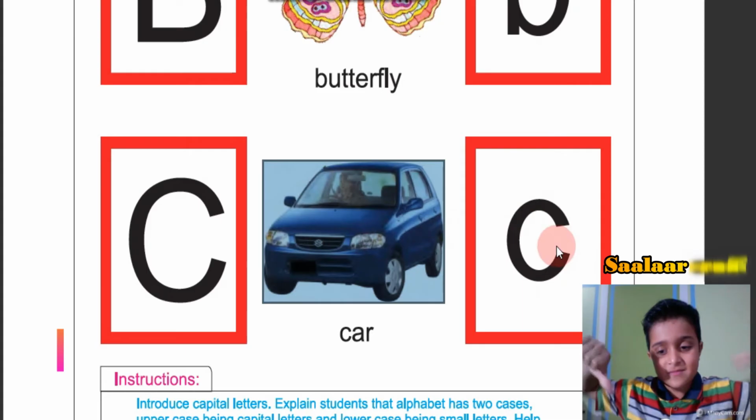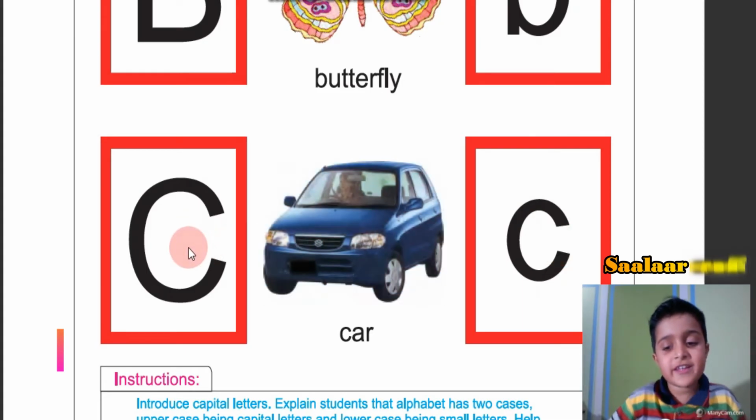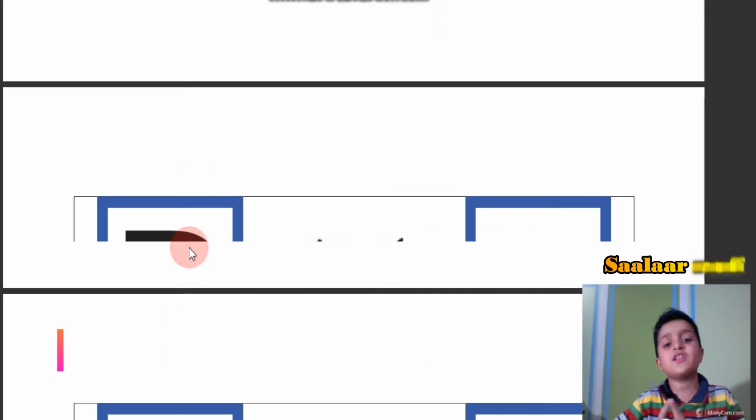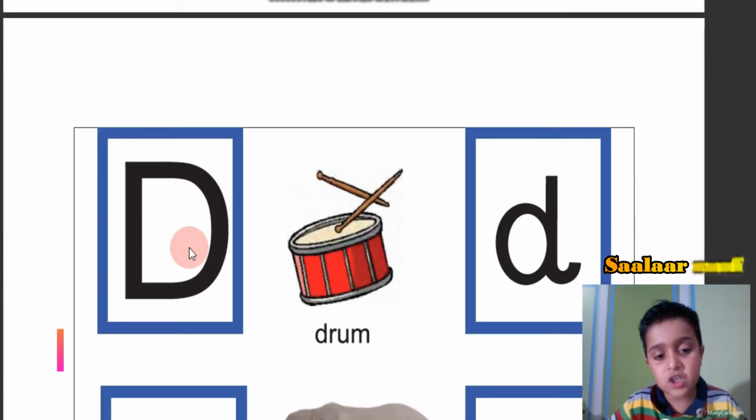Small C. And this one? The capital one. Yeah, this might look strange because they are similar. The shapes are similar but not the size.